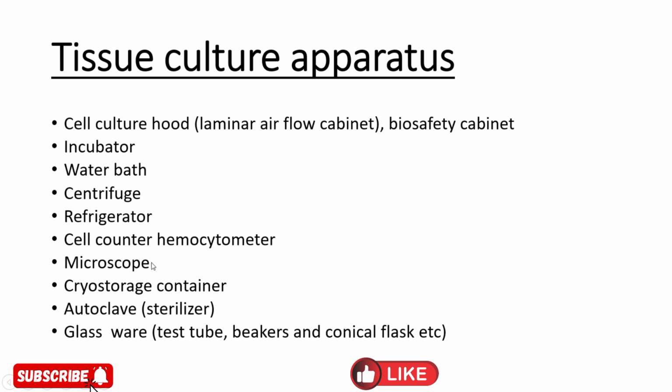Microscope, as you know, is used to see things which cannot be seen with our naked eyes. Cryo storage container: cryo means snow or ice, and with the help of the storage container we preserve various types of material. Autoclave and sterilizer are used for killing various types of pathogens or contaminants. Glassware, test tubes, beakers, and conical flasks are used in the laboratory for techniques of plant tissue culture.